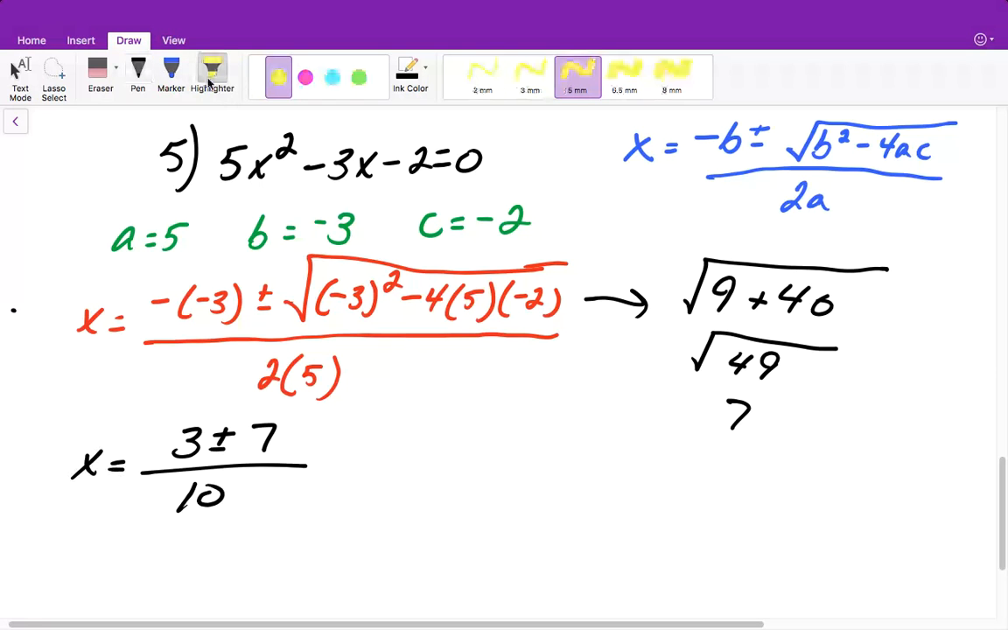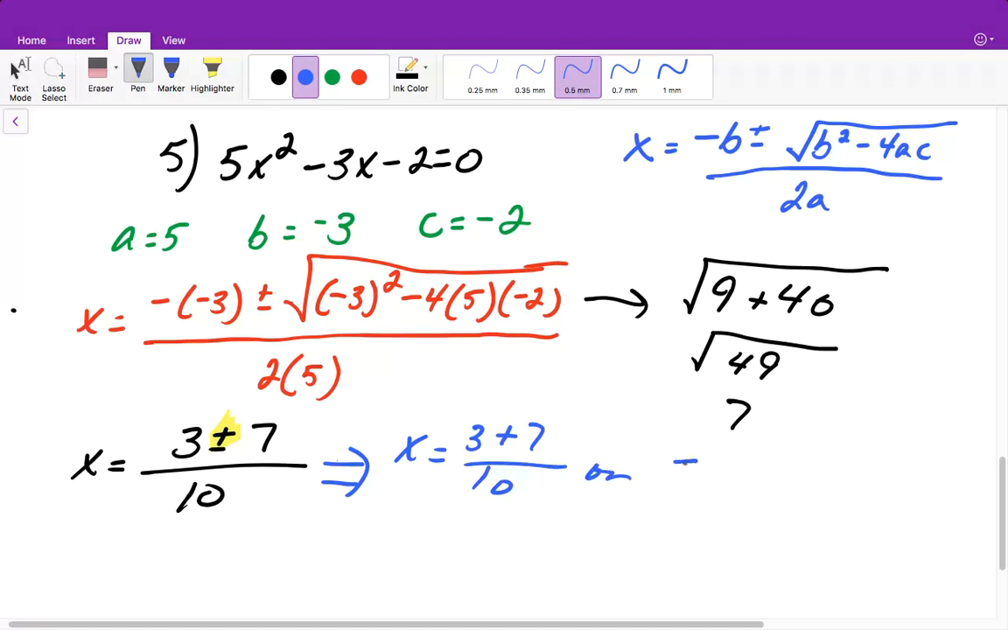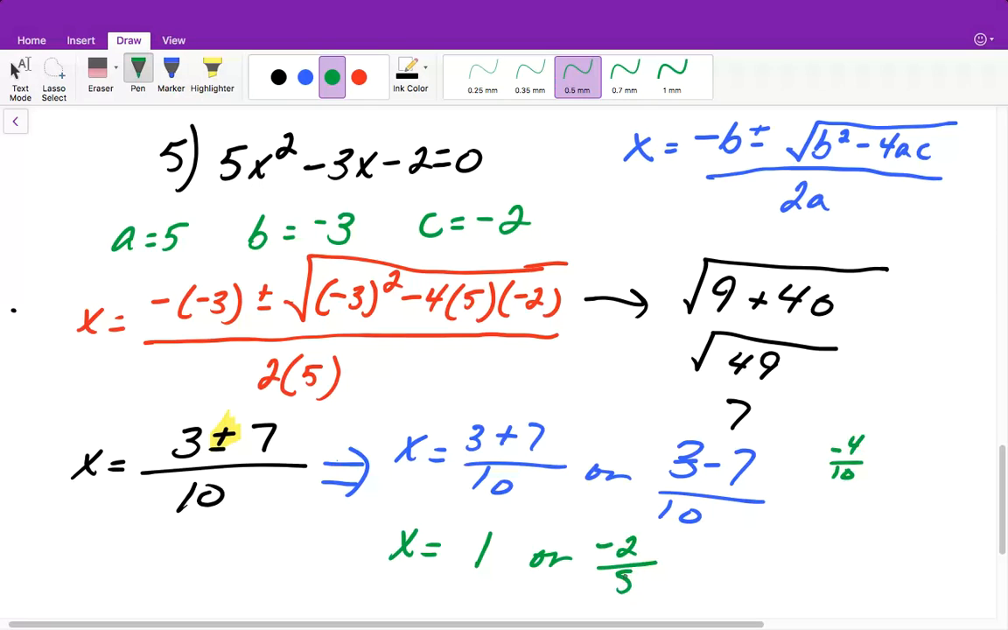So once we see here plus or minus, it tells us that we have two different answers. So we need to go ahead and write this out. So x is then equal to 3 plus 7 divided by 10, or 3 minus 7 divided by 10. Well, 3 plus 7 is 10. 10 divided by 10 is 1. So x is equal to 1. Or 3 minus 7 is negative 4. And negative 4 over 10 reduces to negative 2 over 5. And that would be your final answer, or answers.